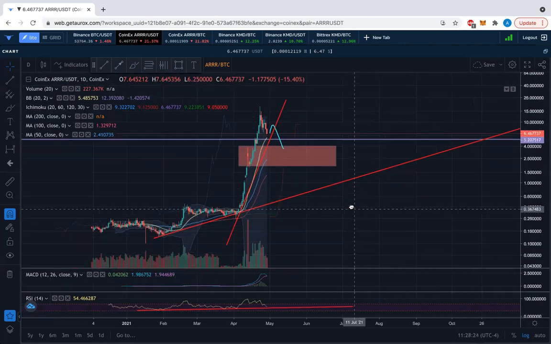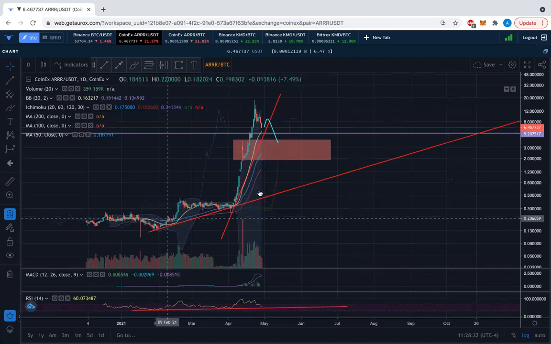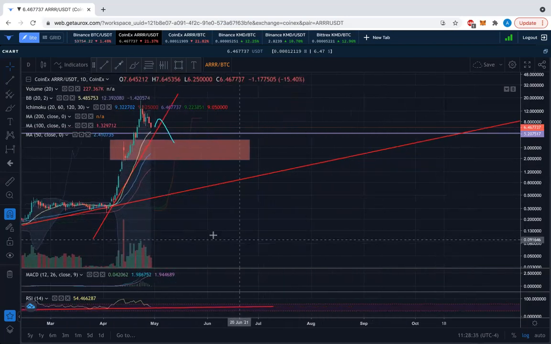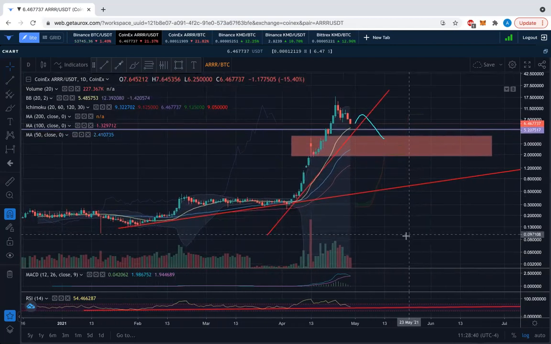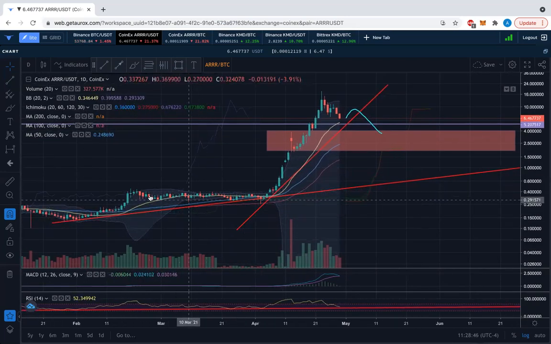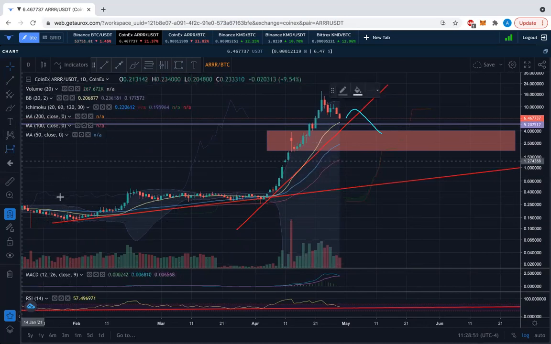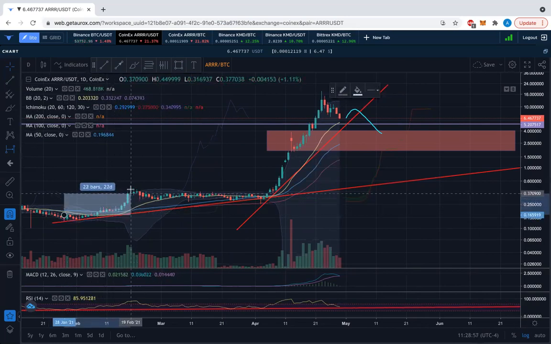Okay. Now, is it possible that we make it down all the way to this longer line? I don't think so. Based on this previous impulse, it would just take too much time. Oh, speaking of time, we want to imagine this correction took way longer than this impulse, I believe. So what we're going to do is measure it in time. We're going to say this one took roughly up to here, let's say, 22 bars, 24 bars. Okay, so roughly 22, 24 bars.